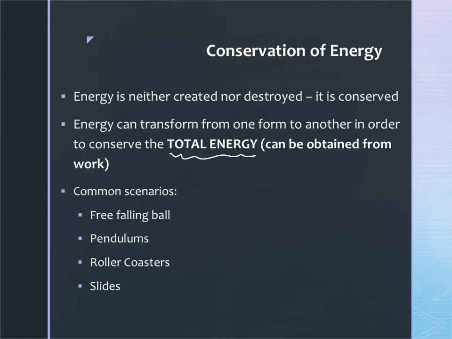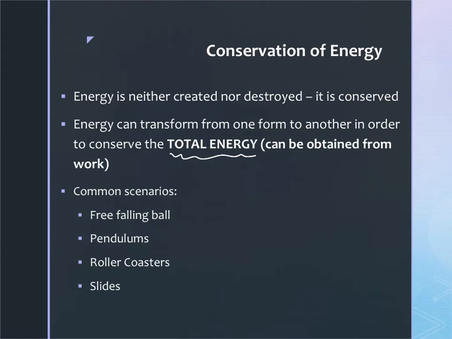So if you give energy to an object by doing work, you're giving it all its energy, and this energy can break down into a variety of forms, okay? That it can be used for different things. And some of the common scenarios we use are free-falling ball, pendulums, roller coasters, and slides.